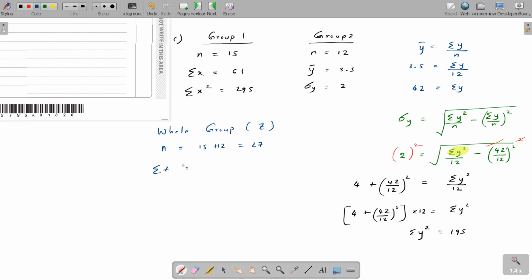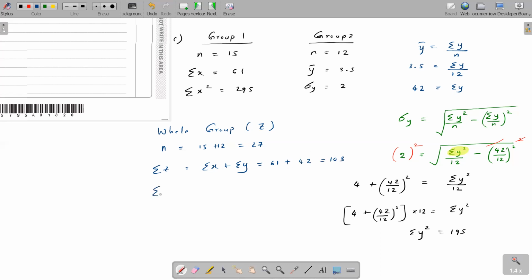Sigma z means you add the performance of the group 1 people, the number of prizes that the group 1 people won, plus the number of prizes that the group 2 people won. Okay, so add these two values. How much is it? 61 plus sigma y is 42. How much is it? 103.